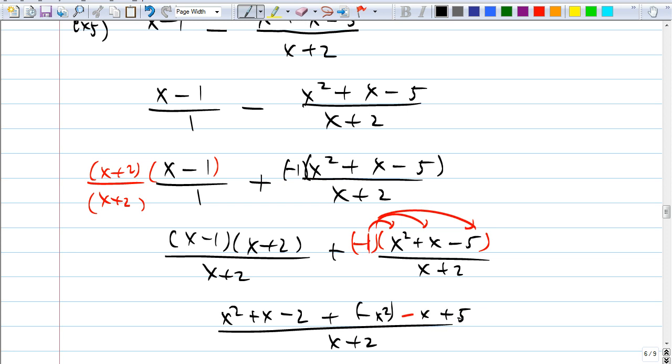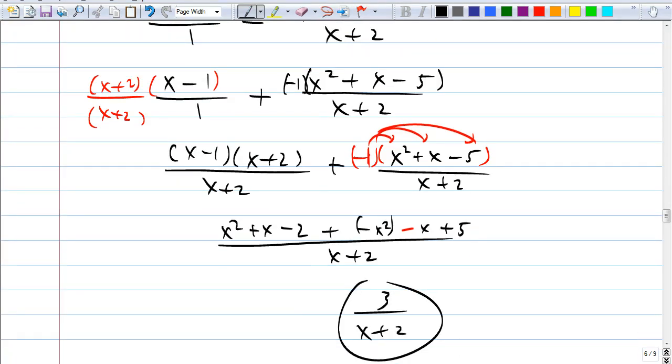When you simplify the whole numerator? 3 over x plus 2. How many people got 3 over x plus 2? Okay, that is the right answer. That's it. Can we cancel out any more, or can we simplify more? No, that's it. That's all we could do.